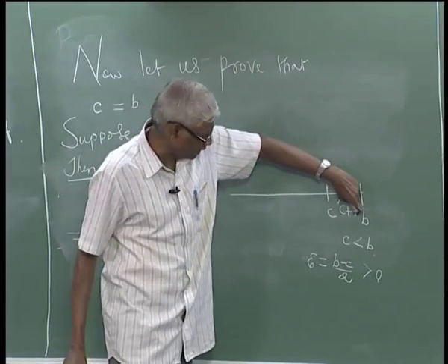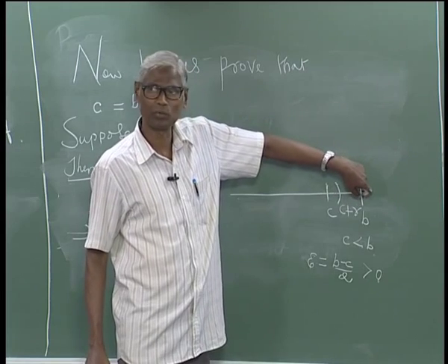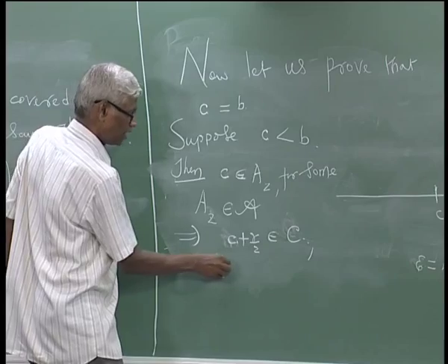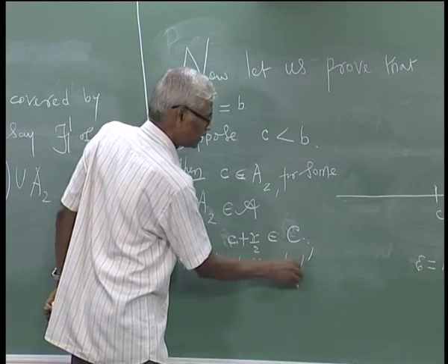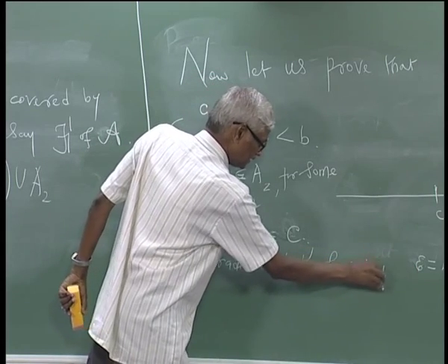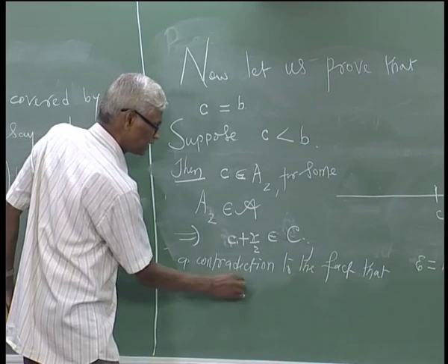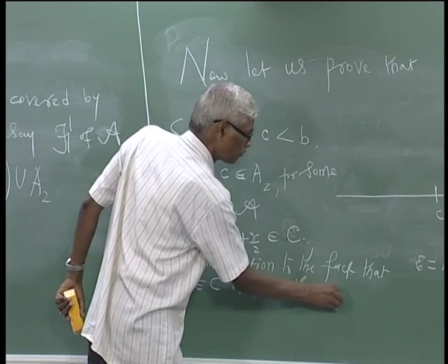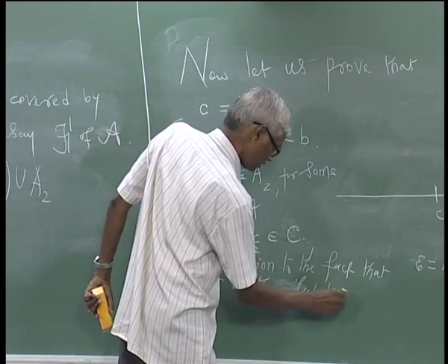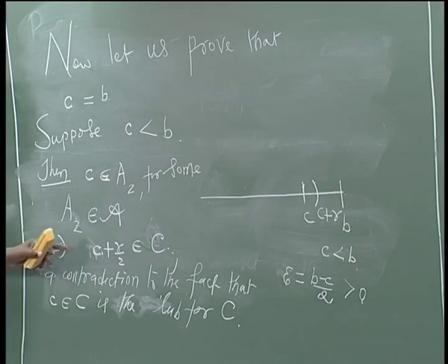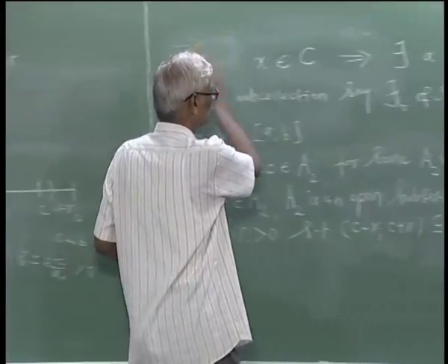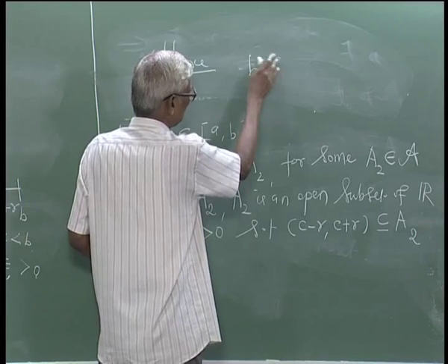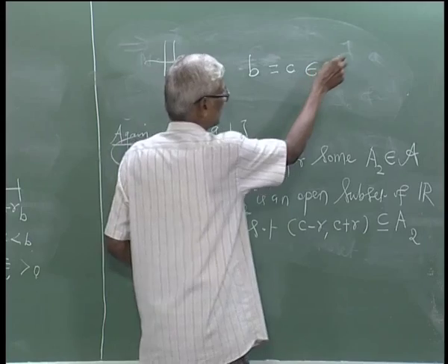That will be a contradiction to the fact that C is a least upper bound. So, hence we can get a positive R if C is not equal to B, and this will give you a contradiction to the fact that C is the least upper bound for the set capital C. So, this gives us C equal to B and we are through. Hence B equal to C, which belongs to capital C.